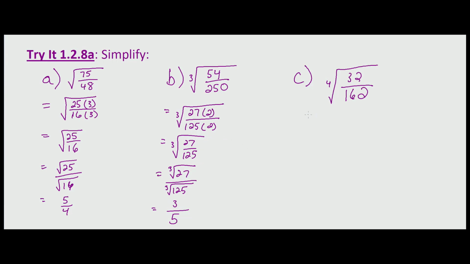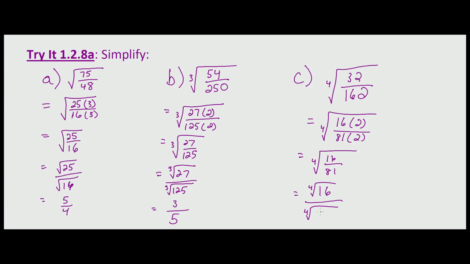In part C, we're looking at a fourth root. So we want perfect fourth powers as factors. 32 divided by 16 is 2, so this is 16 times 2. And 162 divided by 2 is 81, so this is 81 times 2, the denominator. That leaves us with the fourth root of 16 over 81, which equals the fourth root of 16 over the fourth root of 81.